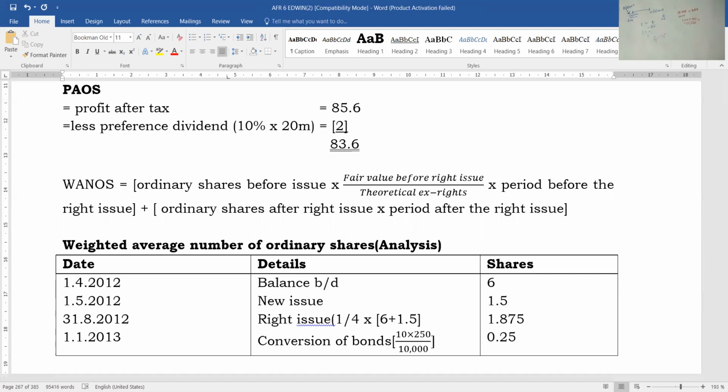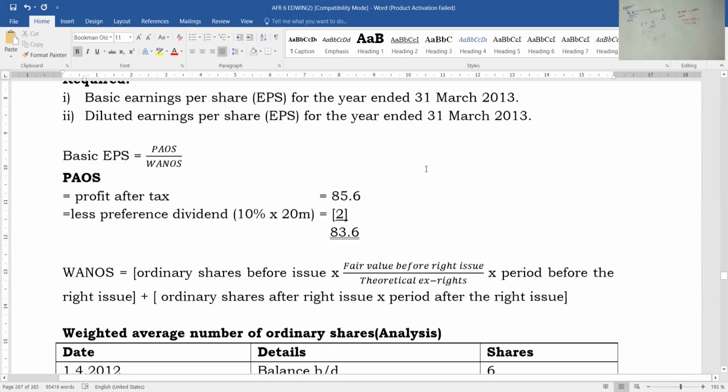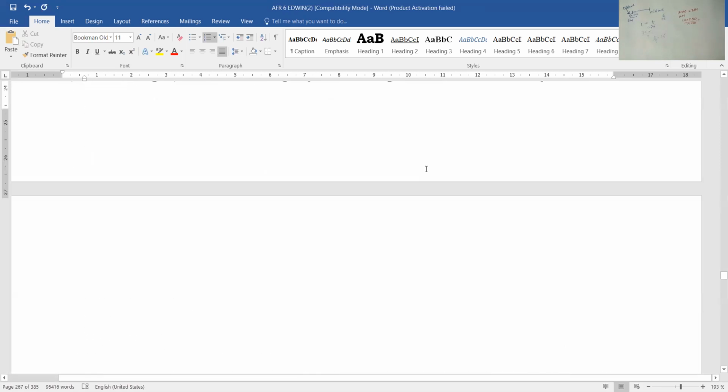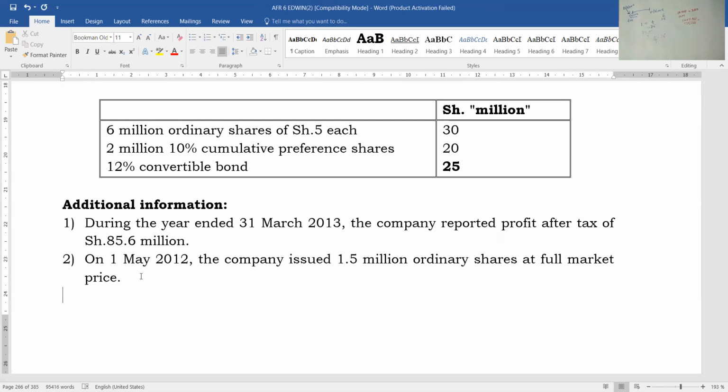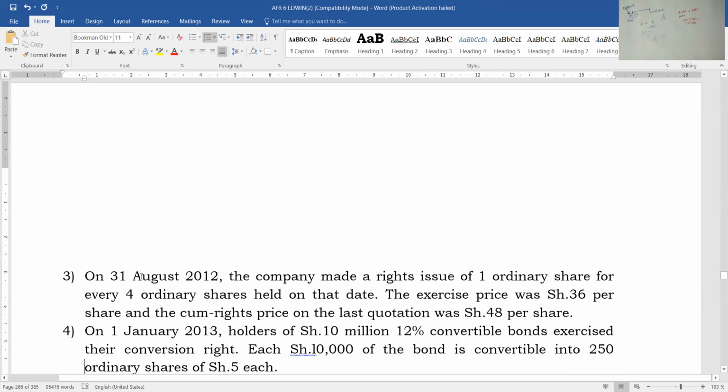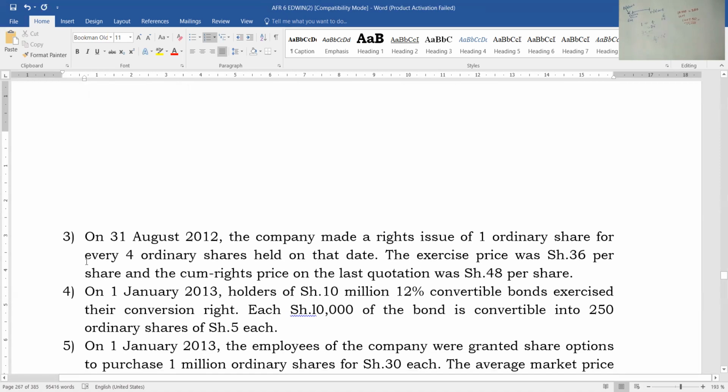Then what about the fair value before the right issue? This one, the fair value before the right issue? 5. The fair value was 5. It cannot be 5. So what you always do, you go to the statement where the right issue occurred.